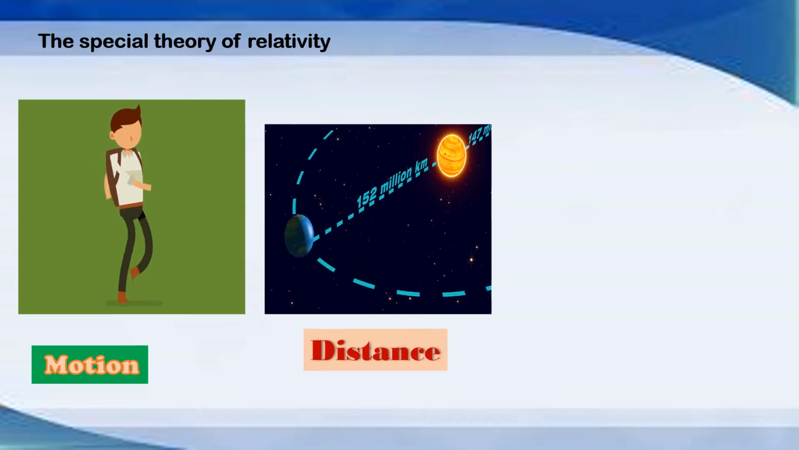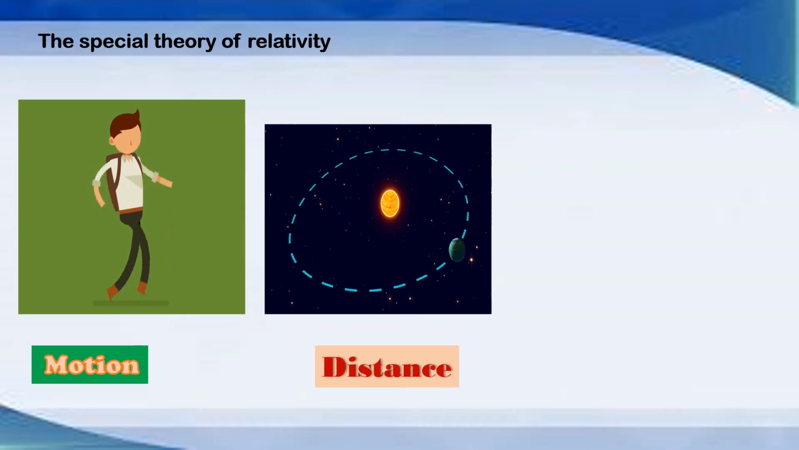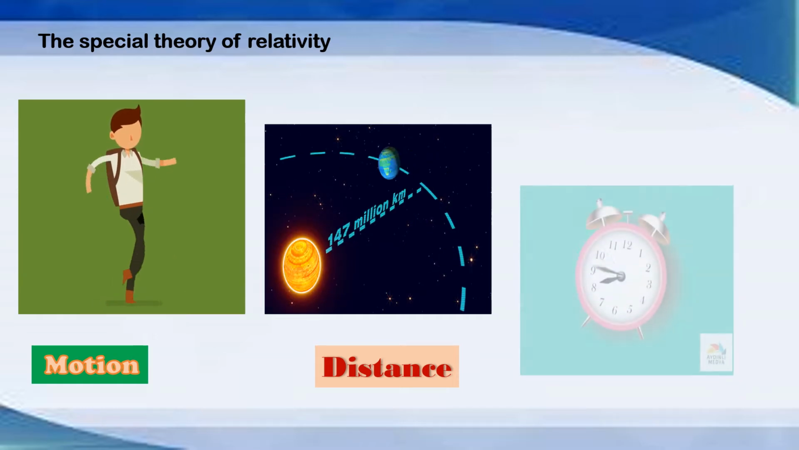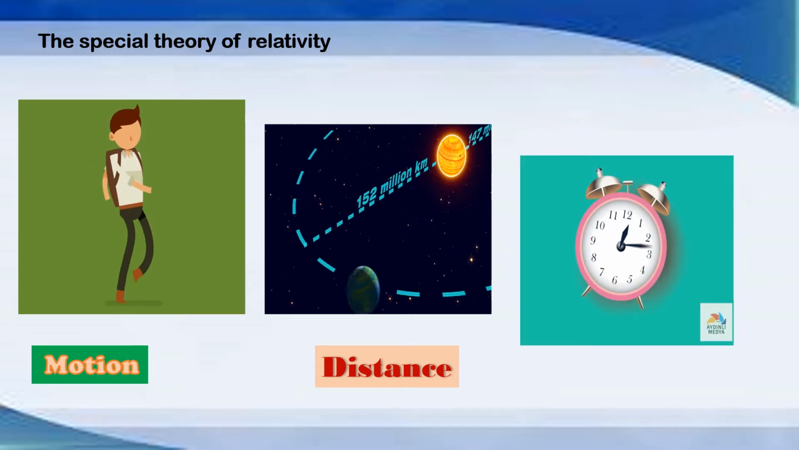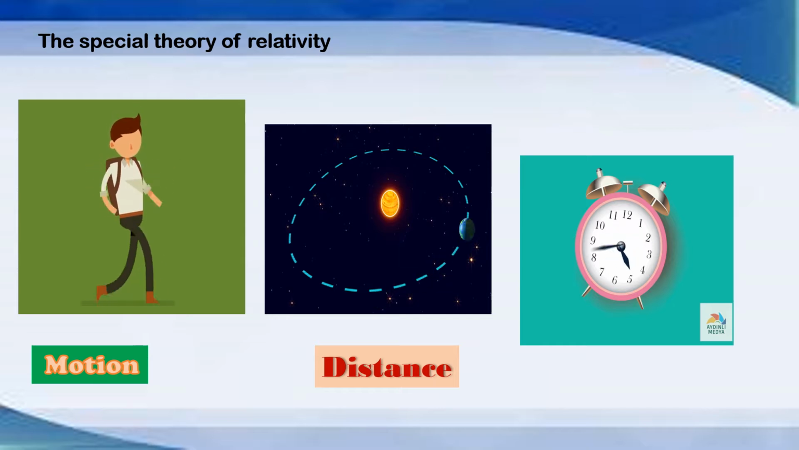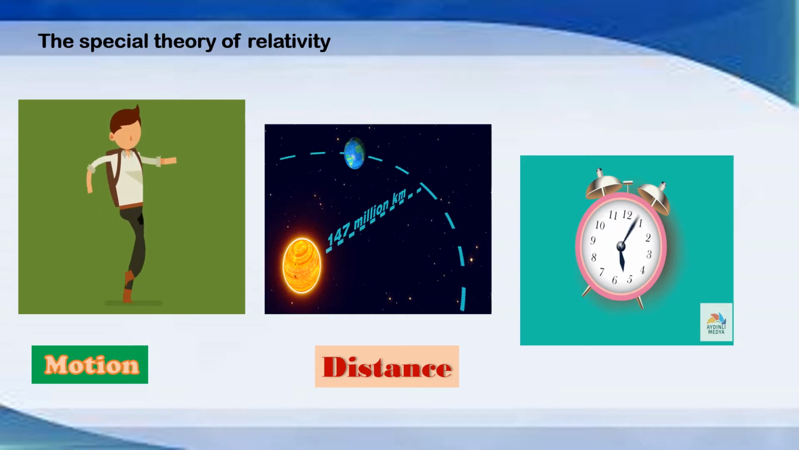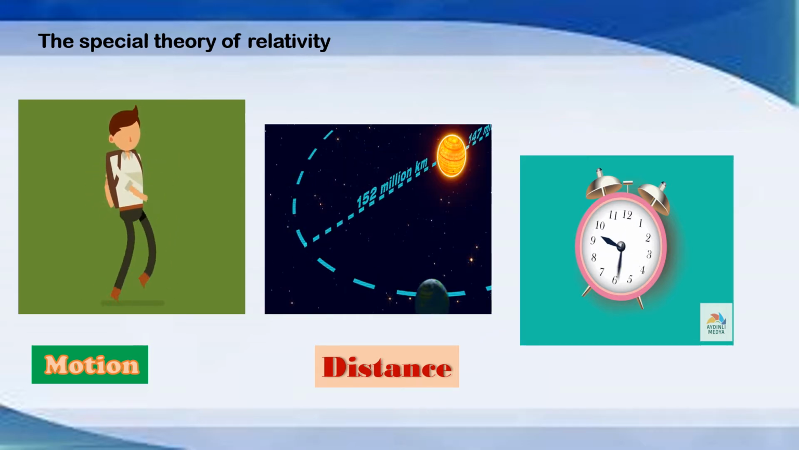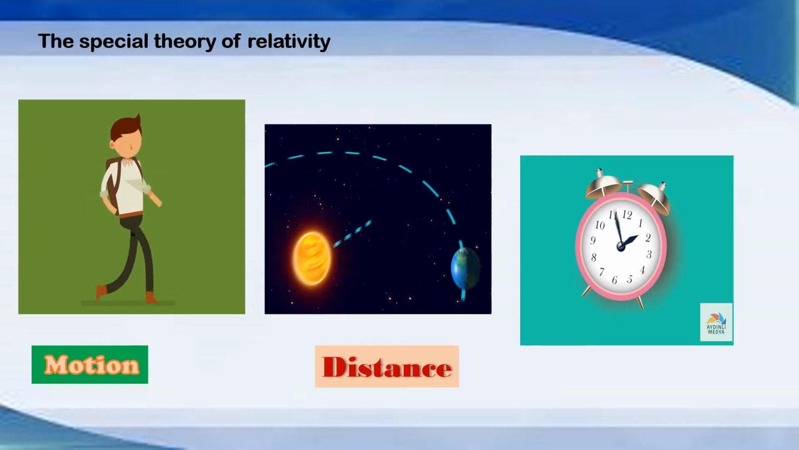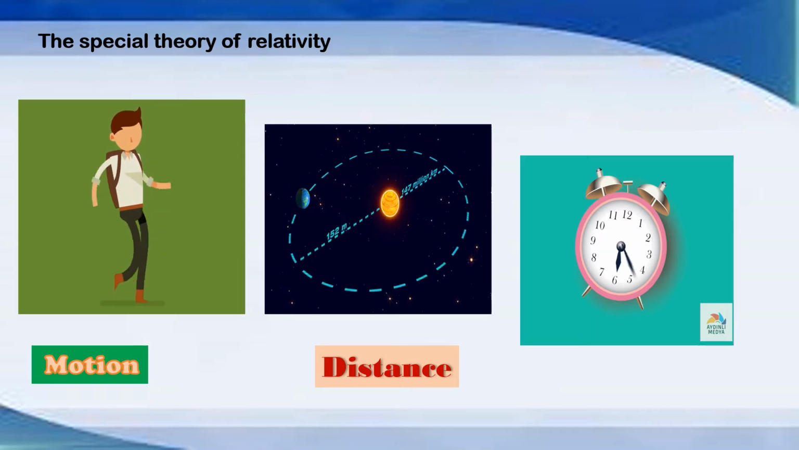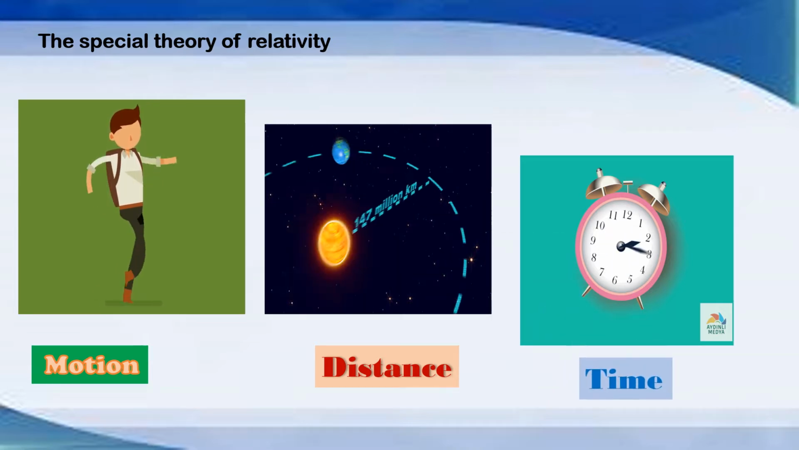There is distance between the sun and the planet Earth. And we have the last one. Oh, it's an alarm clock. It's a clock. So when there is a clock, it usually tells us the time. Very good. Yes, it tells us the time. Okay?